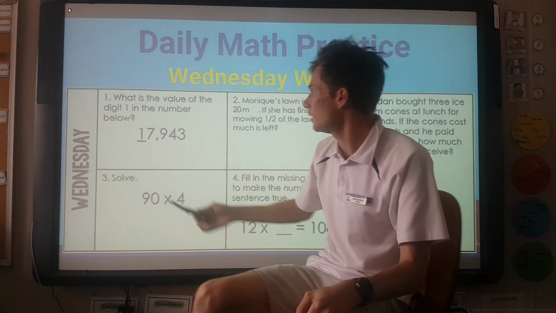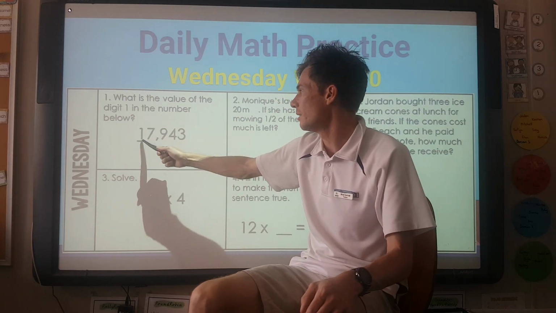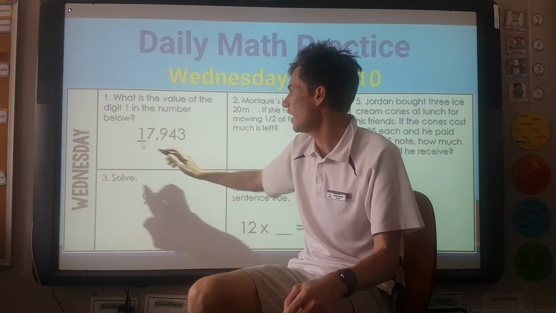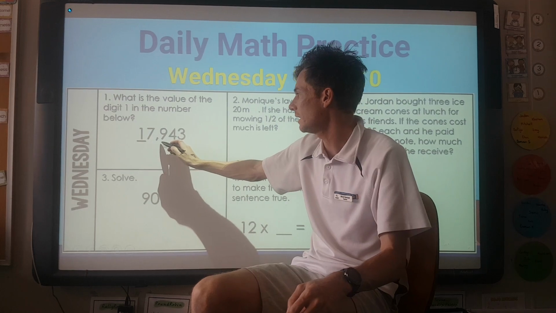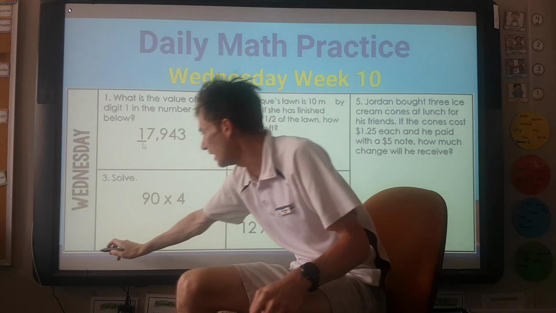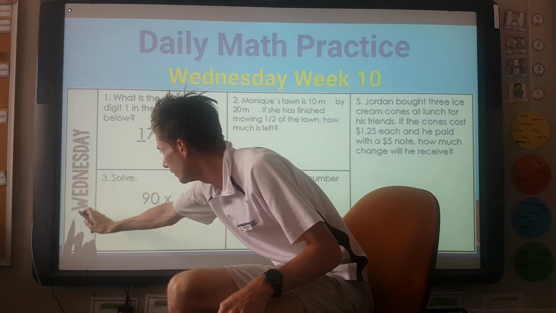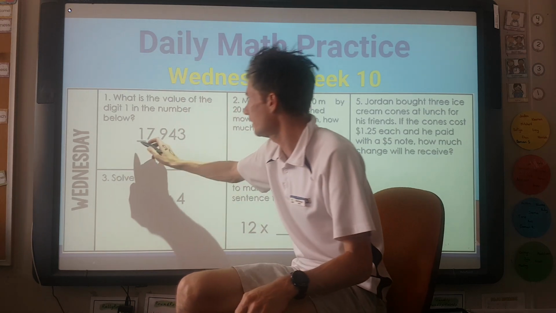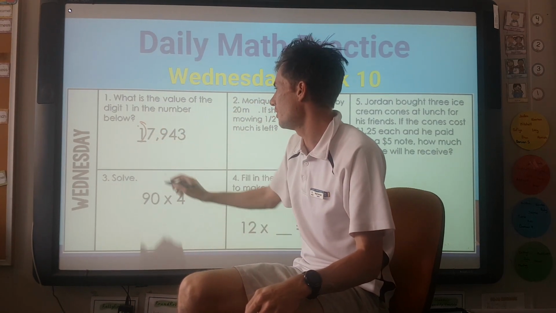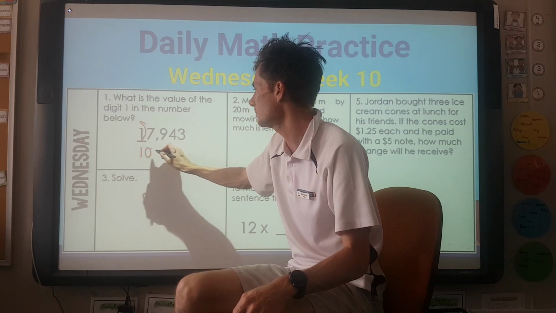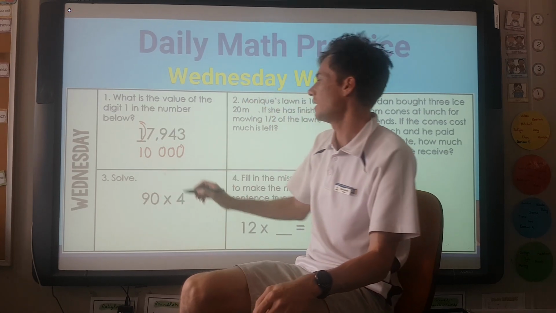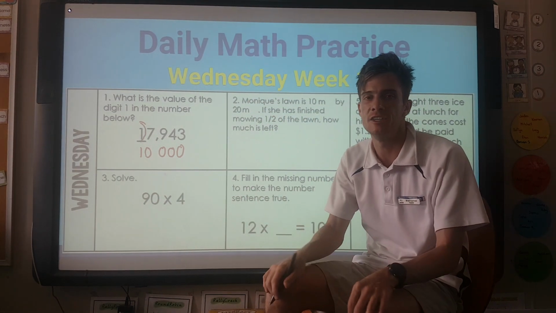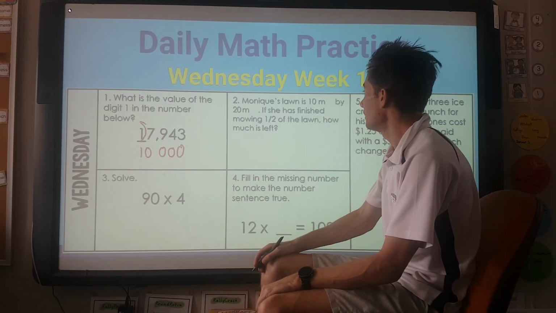Alright, so first one, what's the value of the digit 1 in the number below? So the digit 1 is in the ones, tens, hundreds, thousands, 10,000s place. Okay, so our 1 is in the 10,000s. So a 1 in the 10,000s place is worth 10,000. Okay, so the value of our digit is 10,000.